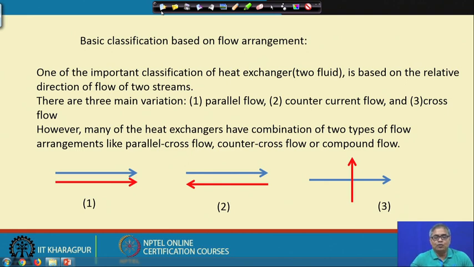or rather how we can mathematically analyze them, these three descriptions are very important, that is parallel flow heat exchanger and counter flow heat exchanger and cross flow heat exchanger. So, we will keep this in mind and let us see what are the different variations possible. So, let us go to the next slide.